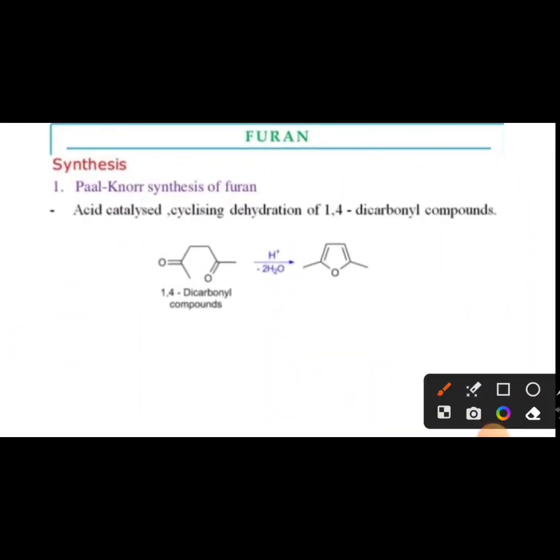Now see the synthesis of furan. The first synthesis of furan is the Paal-Knorr synthesis of furan. The statement of Paal-Knorr synthesis is acid catalyzed cyclizing dehydration of a 1,4-dicarbonyl compound. Here the reactant is a 1,4-dicarbonyl compound, in presence of H plus, to give furan as the product.